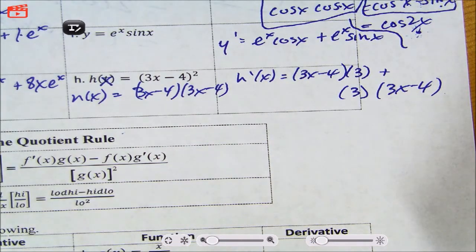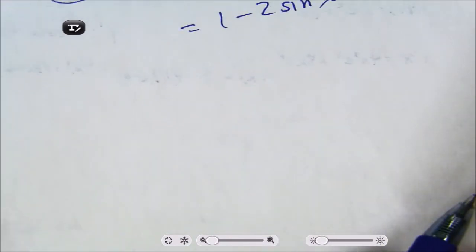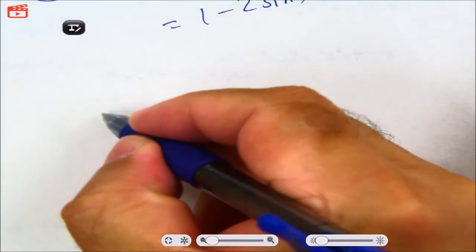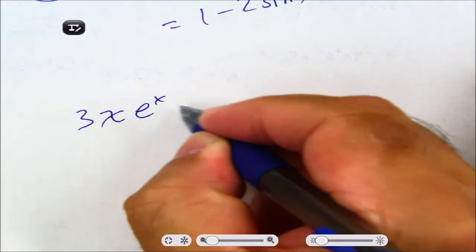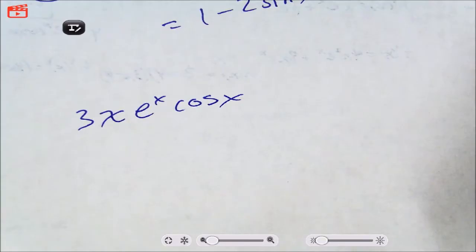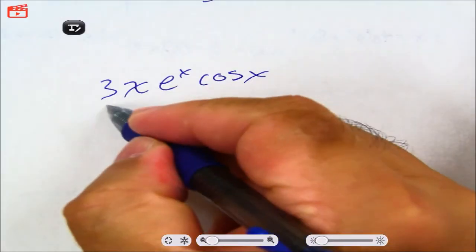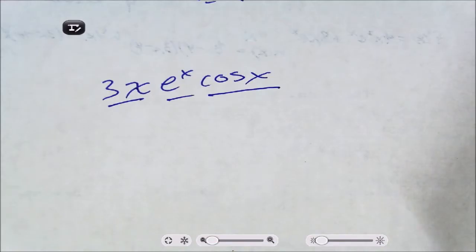Okay? But wait, what if there's more than two things being multiplied together? Good question. Let's do one like that. All right, so let's say we have a problem like this. Let's say it was 3x e to the x cosine x. Okay, so now we have three functions: 3x, e to the x, and cosine x.